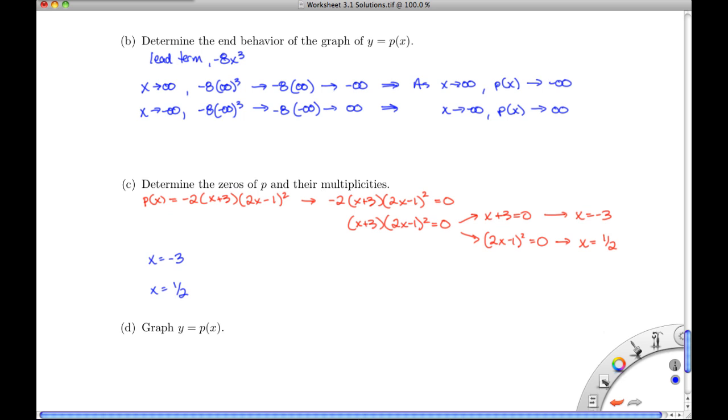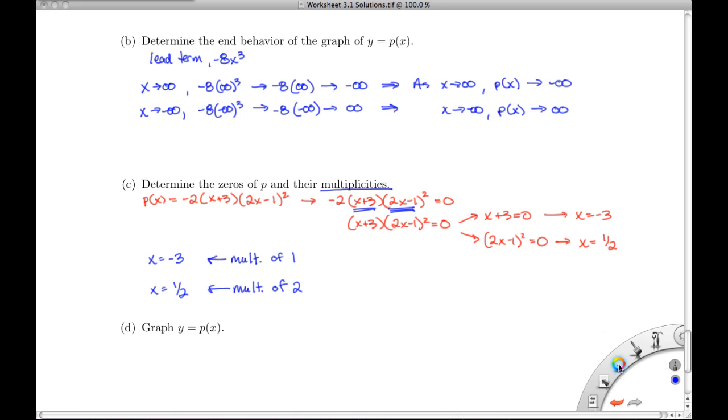Now we need to identify the multiplicity of these zeros. So how often do these occur? Well, if we go back up here, we see that the x plus 3 was just a factor once. So this has a multiplicity of 1. Whereas the 1/2 was associated with this factor right here, the 2x minus 1 squared. So that factor occurs twice, so we say that this has a multiplicity of 2.